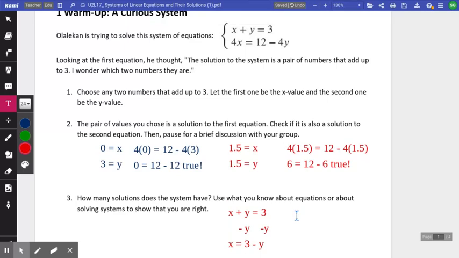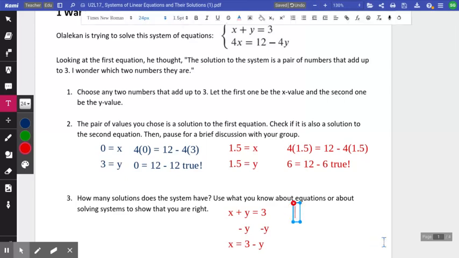I encourage you to go ahead, pause the video now, and finish solving this system. See what happens and what you get as your result. Well, if I substitute x equals 3 minus y into that second equation, it's going to say 4 times 3 minus y equals 12 minus 4y. I have to distribute that 4, so that gives me 12 minus 4y equals 12 minus 4y.